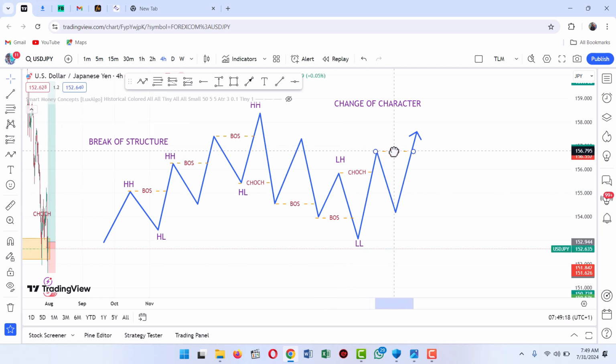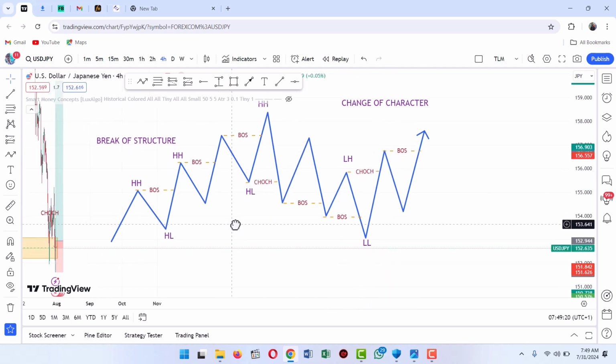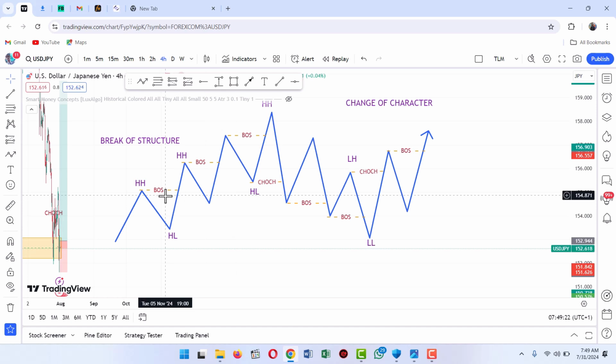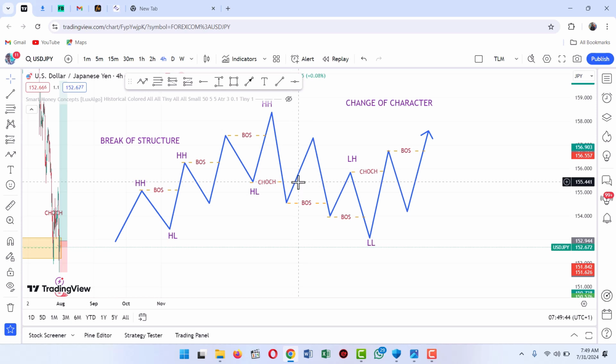So that is what market structure basically is. When you have higher highs being broken, then you have break of structures to the upside. When you have higher lows being broken to the downside, that's a change of character. When you have lower highs being broken above, that's a change of character, such as this. So this is what market structure is in ICT. And when this is well understood, you'll be able to read any chart.